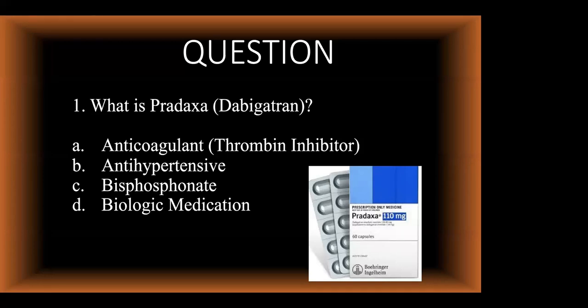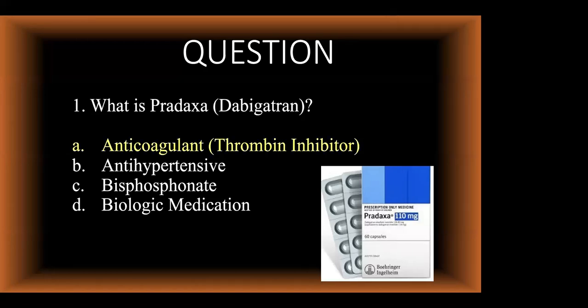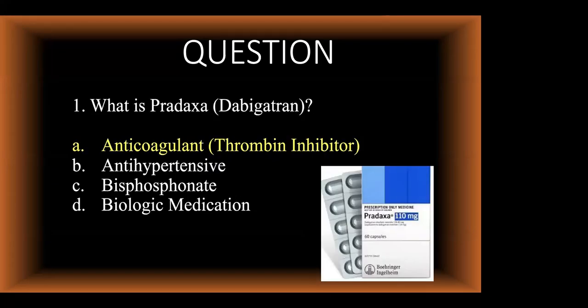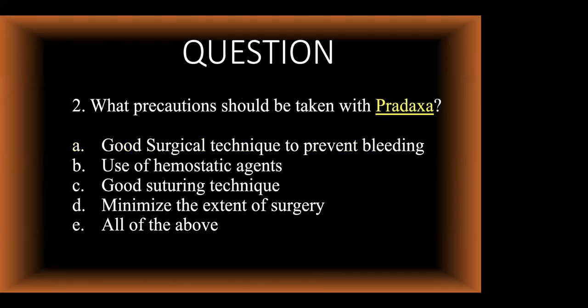Okay, Robert. And A is the correct answer. So Pradaxa is one of the new thrombin inhibitors. A lot of physicians are taking patients off of Coumadin and putting them on these new thrombin inhibitors. They work very well. They don't have to be monitored like they do on Coumadin. So there's a lot of advantages, and there's very few side effects like some of the Coumadin derivatives. So let's talk about this Pradaxa.